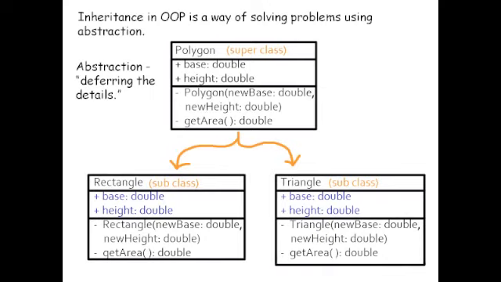Inheritance in object-oriented programming is a way of solving problems using abstraction to break down complex projects into more manageable tasks. Informally, abstraction can be defined as the process of deferring the details until they're actually needed. In the following example, Polygon is less detailed than its subclasses Rectangle and Triangle. Inheritance builds complexity by extending higher-level classes. Notice that the data fields for Rectangle and Triangle are blue. That's because you don't need to code them again once they've been defined in the Polygon class. This is one way inheritance saves you time.